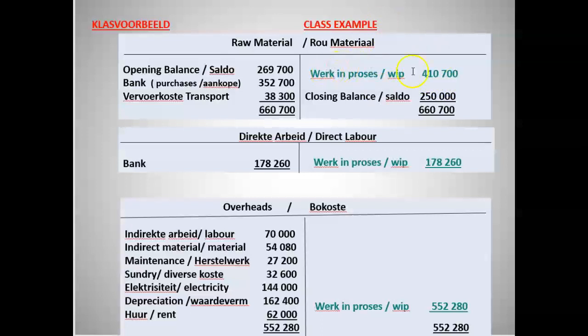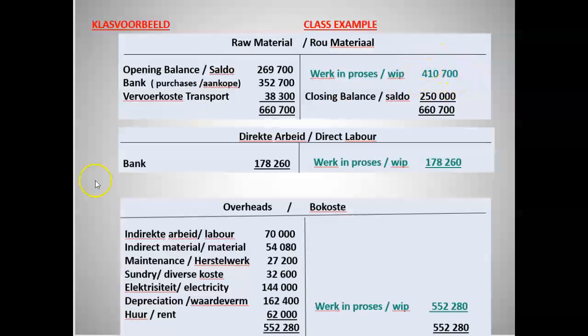So that is what I'm after. What was the cost price of the material issued to the factory? Remember, if material is still lying in the stores, it's not on the production floor, therefore it cannot form part of the cost price of the goods that I manufactured. I haven't used it as yet. So I'm really after the amount of material used, issued to the factory environment, which is in this case 410,700.